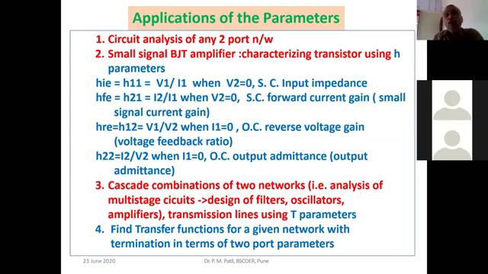Now if you want to analyze these particular circuits, you can use these performance parameters to design these networks. If you want to design or analyze transmission lines, then T parameters or ABCD parameters are very helpful. So that is the application of ABCD parameters. And you can find the transfer function for a given network with termination in terms of two-port parameters. So you are able to find the transfer function or network functions, and how to find that.